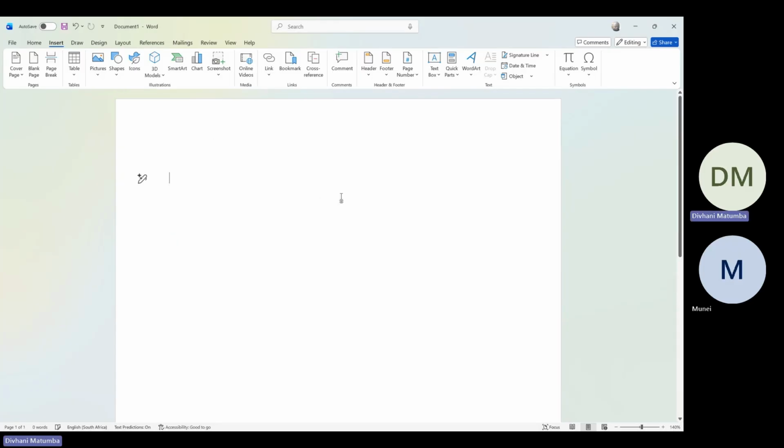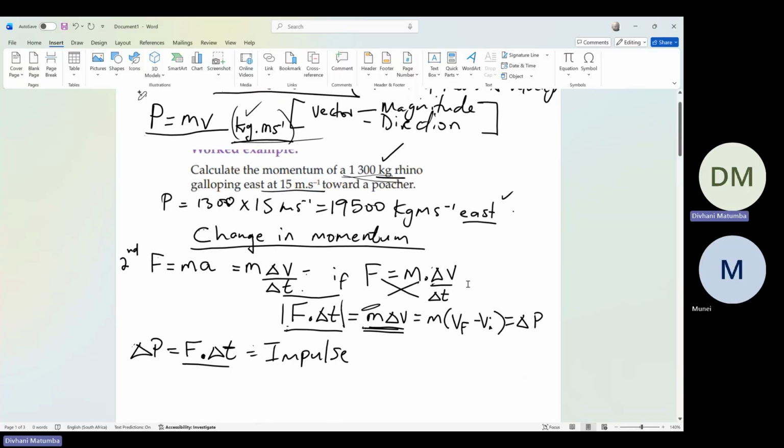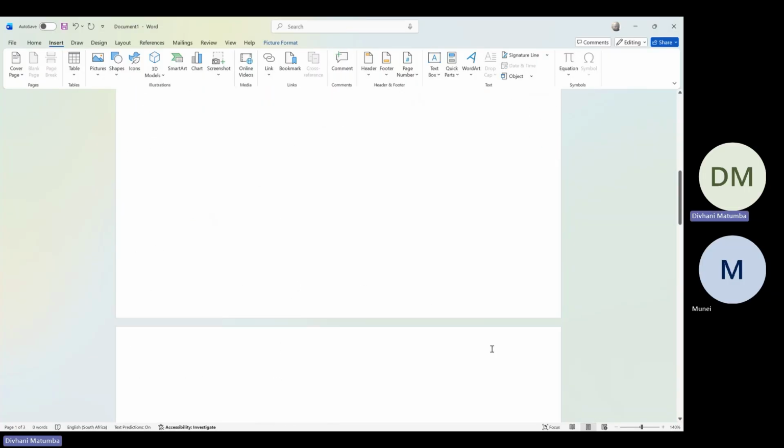Perfect. Let me add a few pages. Change in momentum is called impulse. Okay. Let's see if we have an example like that. We should have an example like that. Change in momentum.